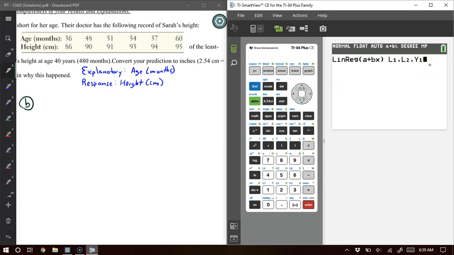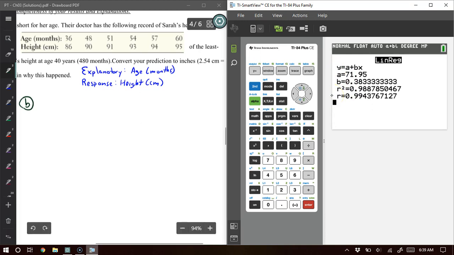Lin reg A plus BX, L1, L2, Y1, and then you hit enter. It's going to calculate everything for us. So if I'm given this information, I'm asked for the least squares regression line. Remember, I'm not going to use y hat. I'm going to use my variables and my units. So I'm going to say height hat.